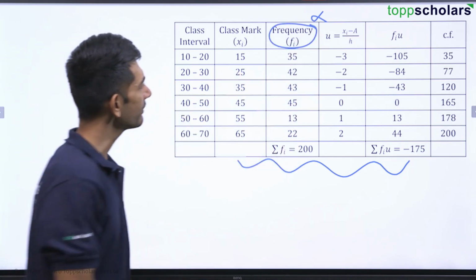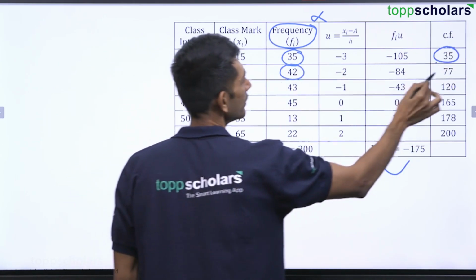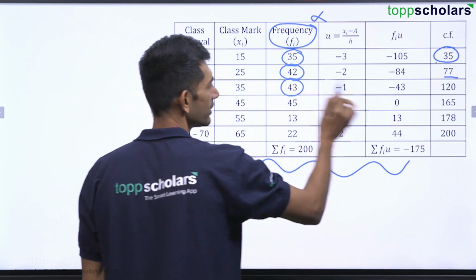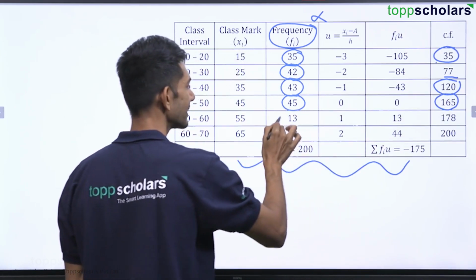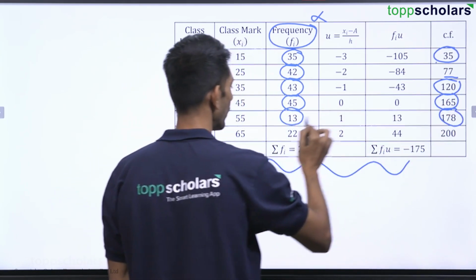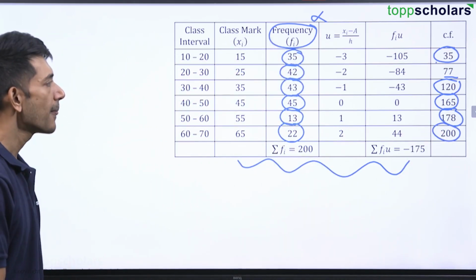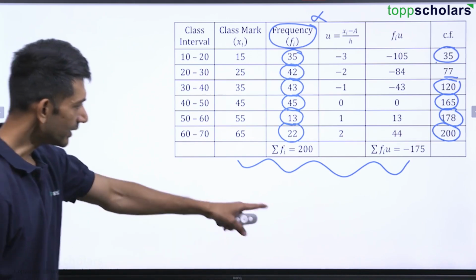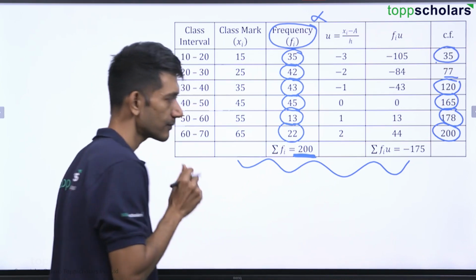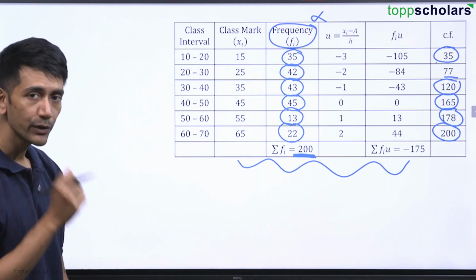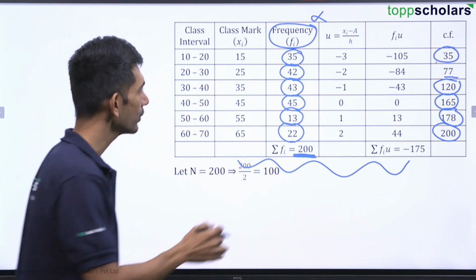The first value is 35. Write down 35. Then 35 plus 42, 77. 77 plus 43, 120. 120 plus 45, 165. 165 plus 13, 178. 178 plus 22, 200. That is your CF. So total frequency, always this value should match with this. Correct? Now you will find out n by 2.